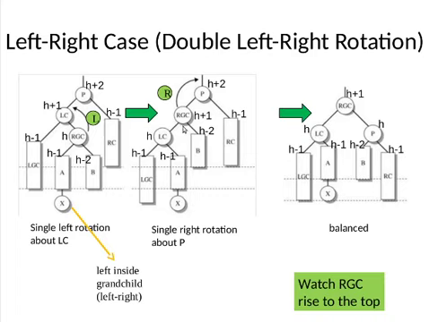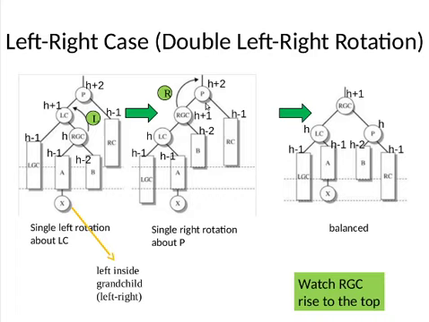Similarly, the new children of RGC are LC and B. The height of LC is h and that of B is h-2. Hence, the height of RGC is h+1 and its balance factor is +2. As this is the intermediate stage of the two-step process, the value of balance factor is immaterial.